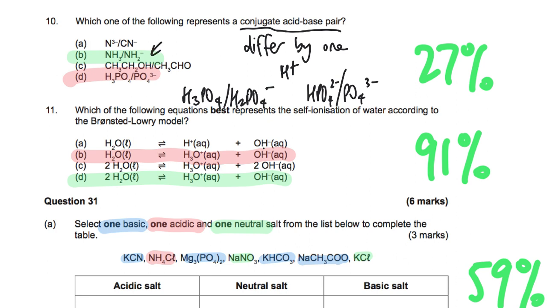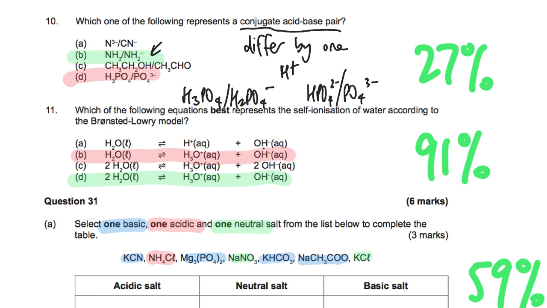So the one that is the conjugate acid-base pair is NH3 and NH2 minus. That doesn't actually exist, or it only exists under very limited circumstances, but it's still a conjugate acid-base pair. So you can't just go by what you recognize. It's just what differs by 1 hydrogen.